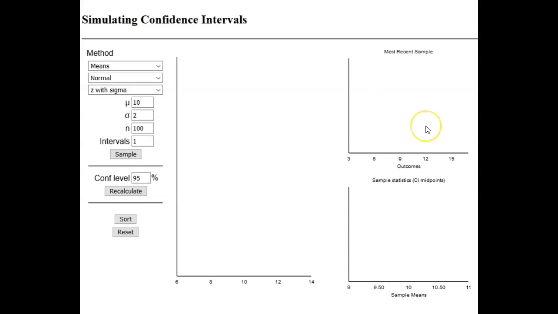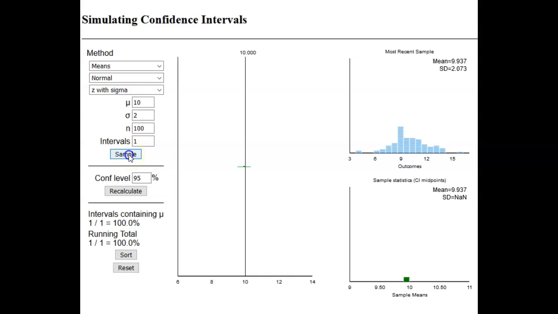Over here we'll see the most recent sample of outcomes and then the sample mean plotted here. But really we want to concentrate on this right here. So let's go ahead and start. Again, this is for a 95% confidence interval. Let's say we take one interval. We create one interval at random. Notice that the interval is here, represented by this little green bar.